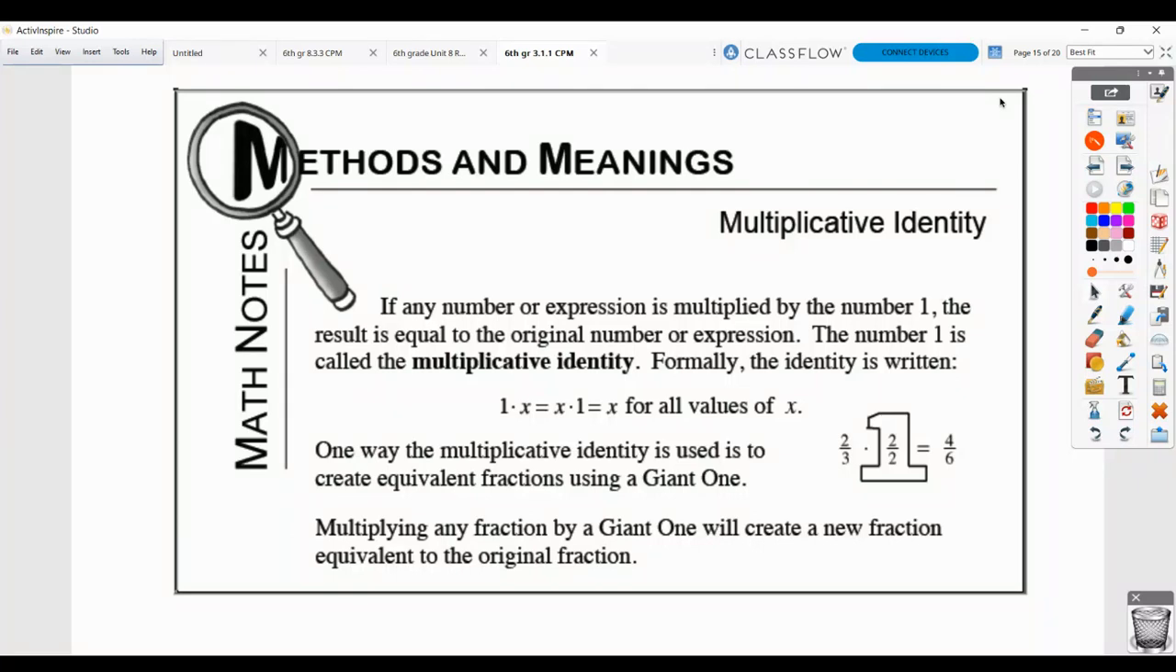Video is to allow us to correct our homework for section 3.1.1. I first want to point out to you in the methods and meanings section that they discuss the idea of the multiplicative identity. So it says if any number or expression is multiplied by the number 1, the result is equal to the original number or expression. The number 1 is called the multiplicative identity.